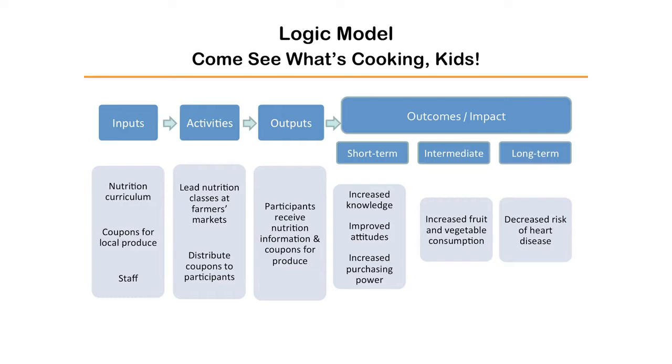And then next, with this big box at the right, we have our outcomes. And these are basically the changes that are produced by the program, or that we hope will be produced by the program. And we typically divide these into short-term, intermediate, and long-term outcomes. Short-term outcomes for this program are increased knowledge and improved attitudes around eating produce and nutrition, increased purchasing power so that people can buy more produce, and then intermediate outcomes are increased fruit and vegetable consumption, and the long-term outcome is decreased risk of heart disease.